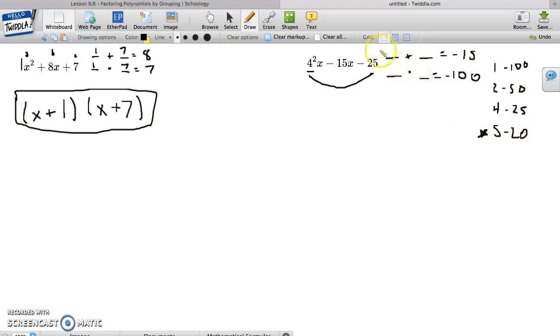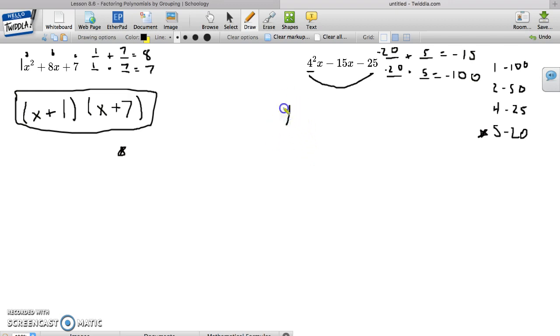So we're going to try negative 20 and 5. And if we check this, it should work. Negative 20 plus 5 does equal negative 15, and negative 20 times 5 does equal negative 100. So now, instead of just plugging in like we did over here, what we have to do is rewrite the equation.